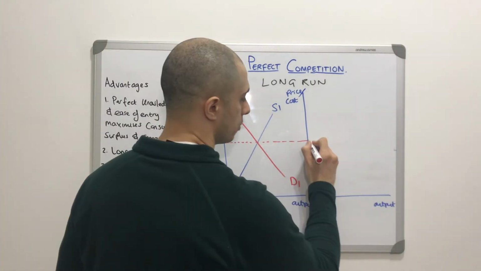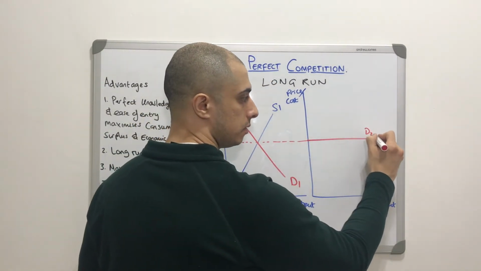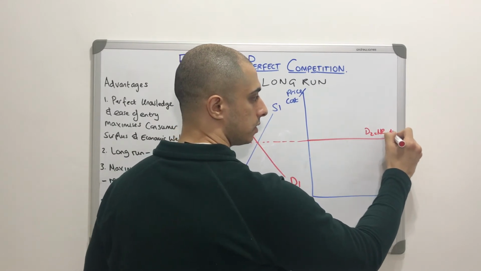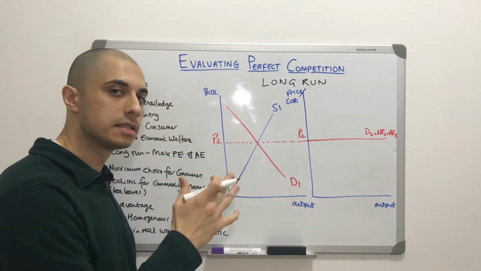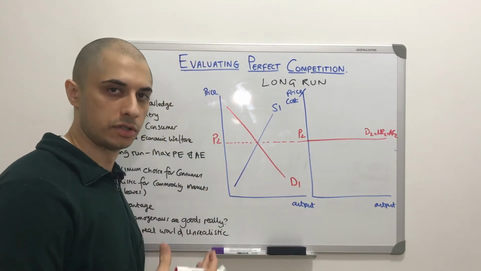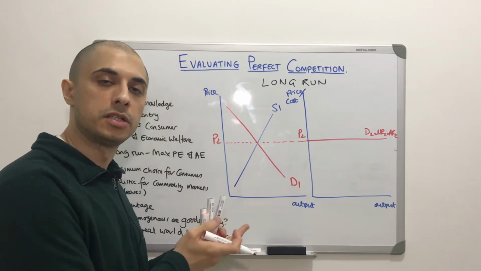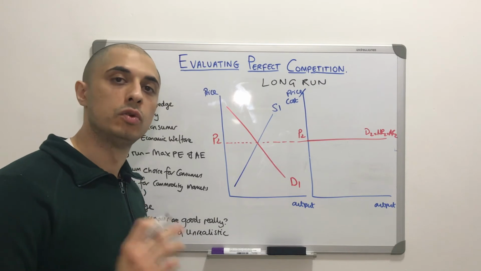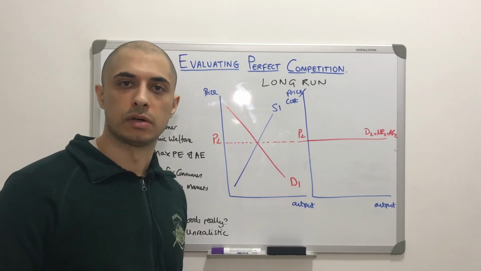In the individual diagram we draw a perfectly elastic demand curve. We want to label it as D2, which is equal to MR2, which is equal to AR2, which is equal to the price 2. And again, that's the reason, that is price takers and having homogeneous goods. Because the supply curve kept on shifting and the profits kept on diminishing, eventually that will need to stop. And it stops at the point where normal profit is being made, where the total revenue is equal to the total cost.